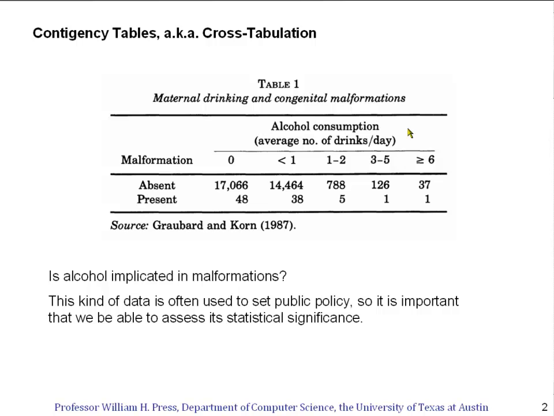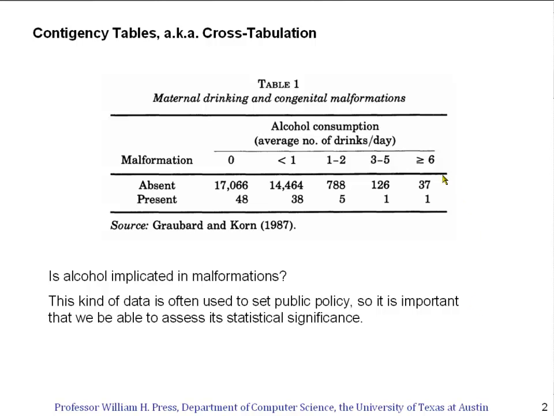Now, the question of whether alcohol consumption causes malformation is a causality question which contingency tables don't directly answer. A contingency table is capable of showing statistically that there's an association between a row variable and a column variable. And on the basis of that association, one may go on either to impute causality or to do additional studies to figure out which direction, for example, the causality goes. This kind of data is very often used in setting public policy, so it's important that we be able to assess its statistical significance.